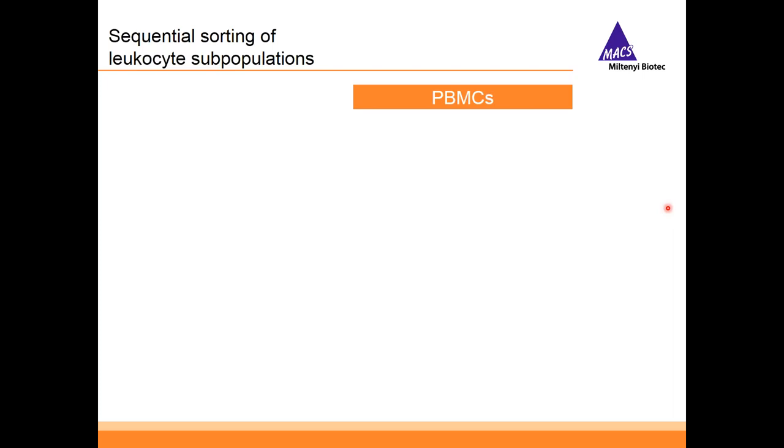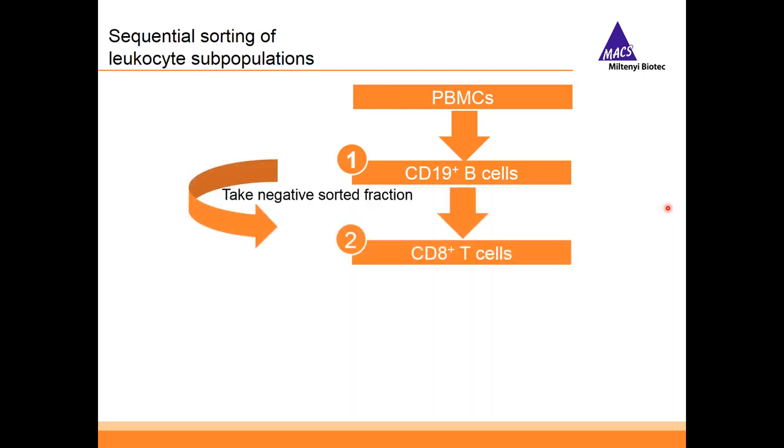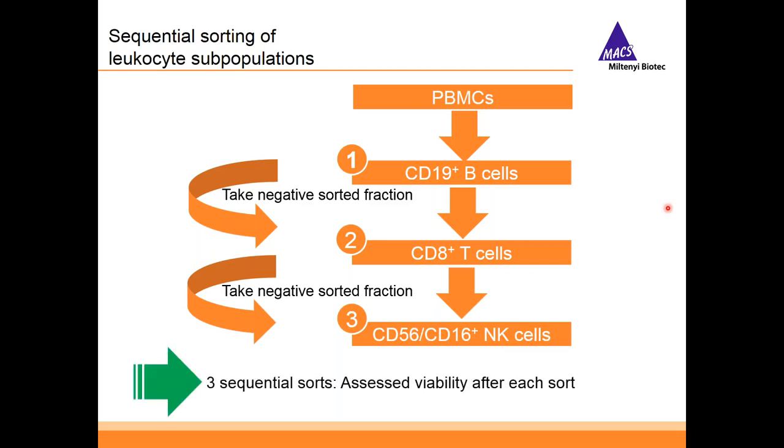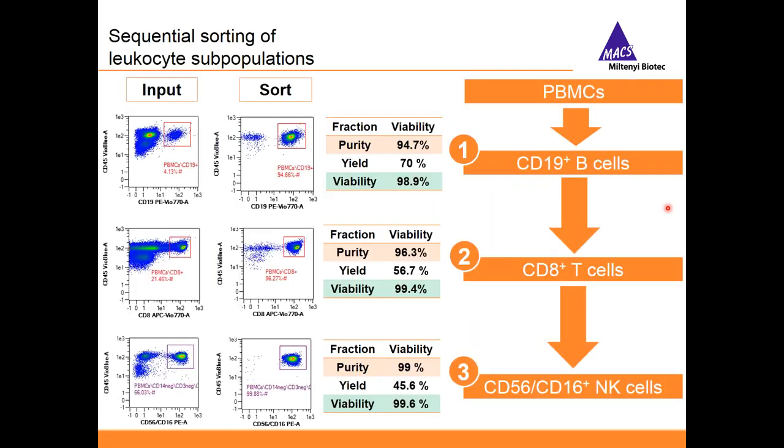In this case, we started with peripheral blood mononuclear cells, and in a first sorting step, we sorted for CD19 positive B cells. Then in a negative sorting step, where we took the negative sorted fraction out and put it into another cartridge, we sorted CD8 positive T cells. And then we even did a third sorting step, again took the negative sorted fraction, put it in a third cartridge, and sorted NK cells. To check whether this affects the cells or not, we assessed viability after each sort. And you can see here the outcome of this experiment.